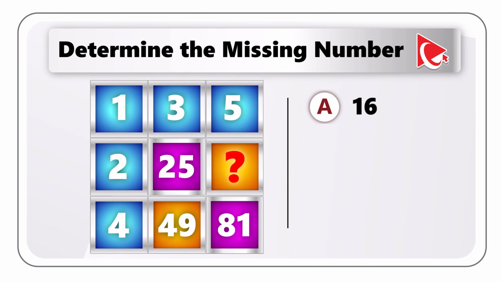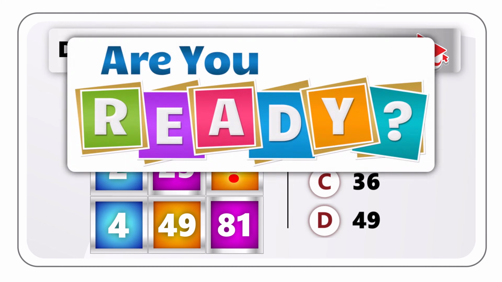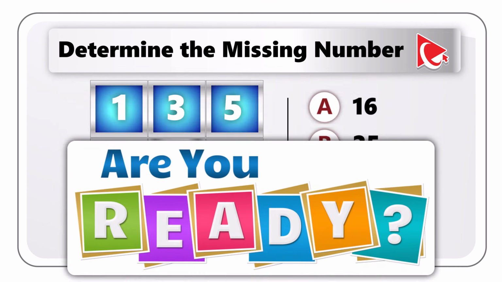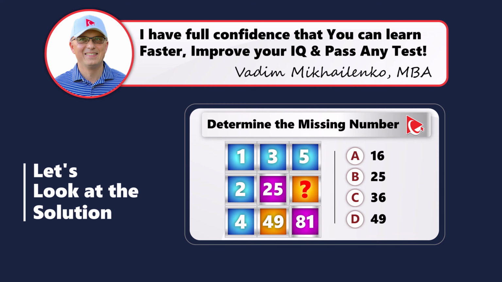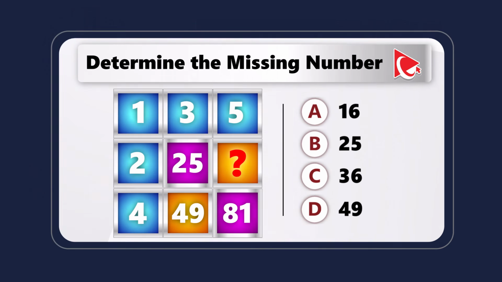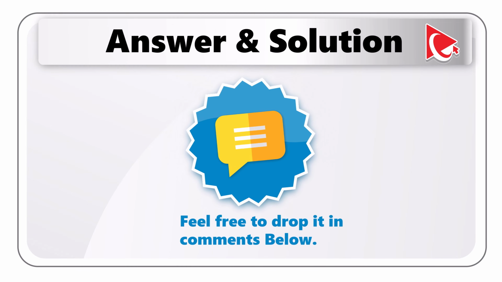Choice A, 16. Choice B, 25. Choice C, 36. And last but not least, choice D, 49. Take a close look to see if you can come up with the solution. Are you ready? I think I found my solution. So let's explore the problem-solving approach together. I am eager to break it down for you step by step. And if you have unique insights, feel free to contribute and share them in comments.